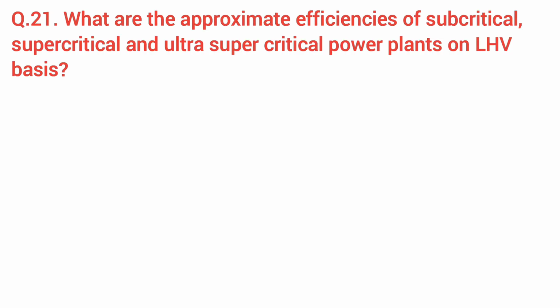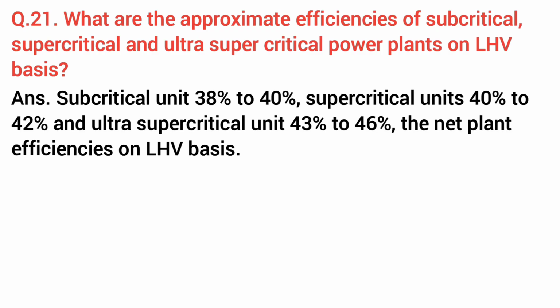What are the approximate efficiencies of subcritical, supercritical and ultra-supercritical power plants on LHV basis? Subcritical unit, 38% to 40%, supercritical units, 40% to 42%, and ultra-supercritical unit, 43% to 46%, the net plant efficiencies on LHV basis.